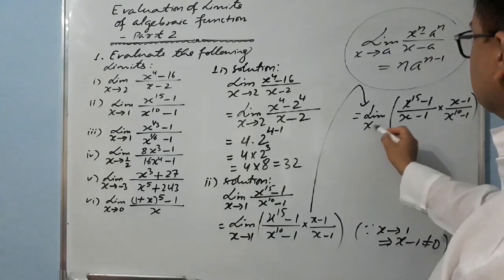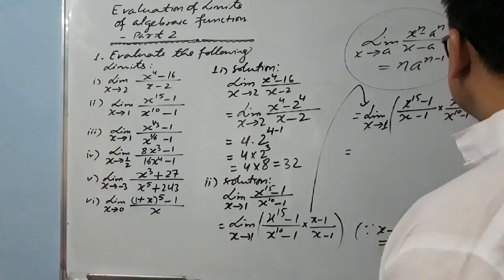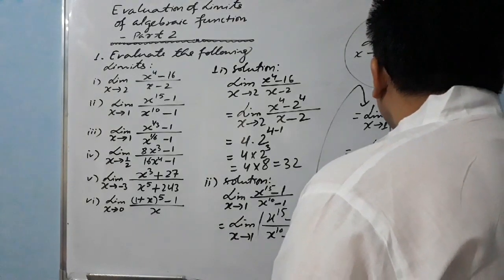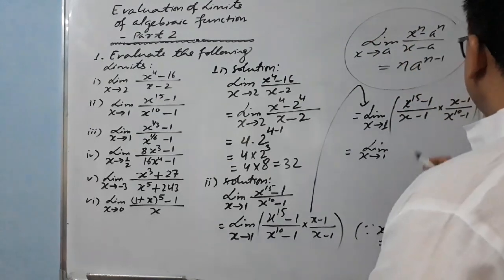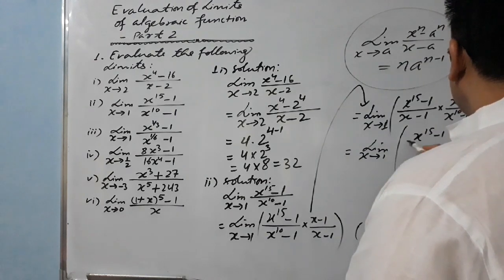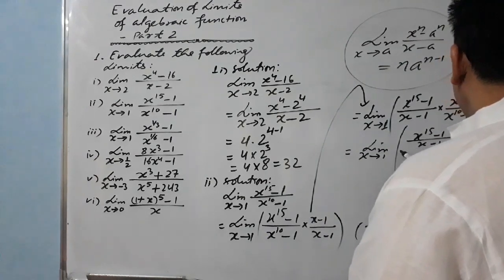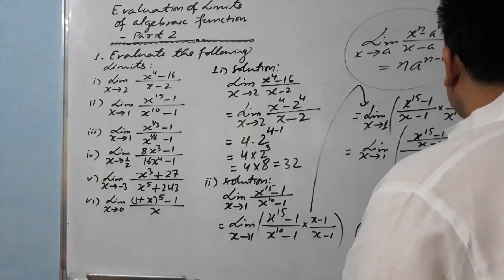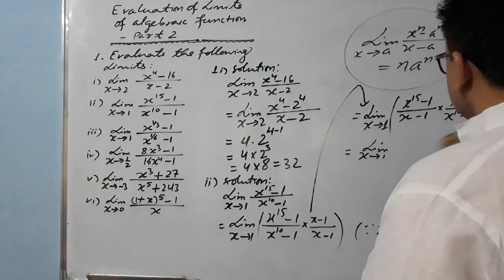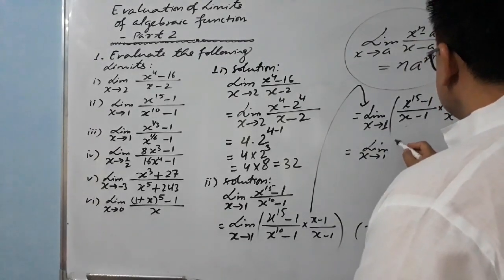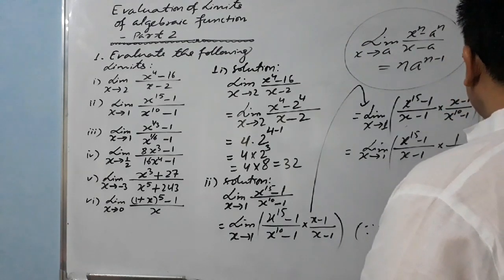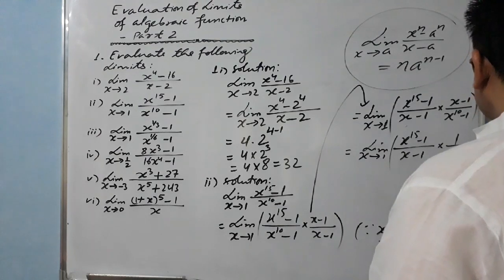Alright, you know this arrangement, and the next line we have the limit as x tends to 1 of the function (x raised to power 15 minus 1 upon x minus 1) whole upon (x raised to power 10 minus 1 upon x minus 1). For the sake of simplicity, we can write it like this.